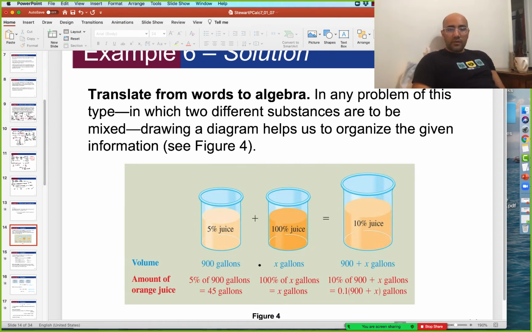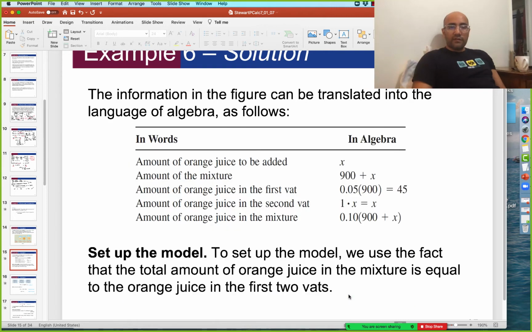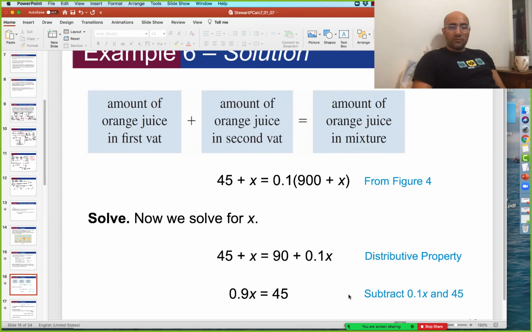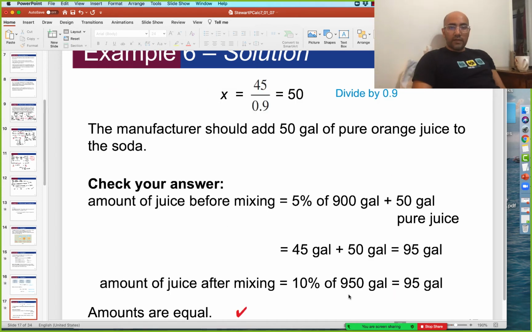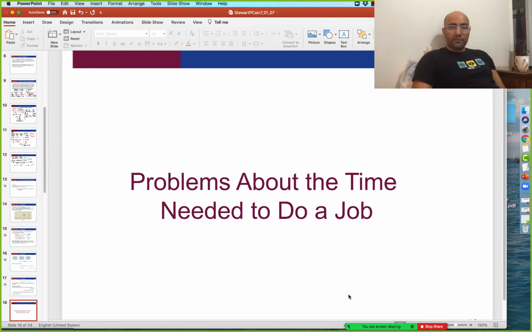So they set up the same equations that we did earlier. 5% times 900 is 45 gallons. There are X gallons of pure orange juice, so 10% times 900 plus X gives you the amount of pure orange juice in the final mixture, and so that gives you the equations that we need in order to set up a solution, and yeah, they got to the same answer we did.